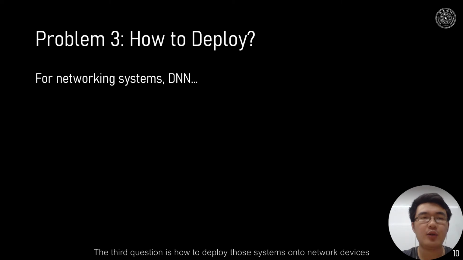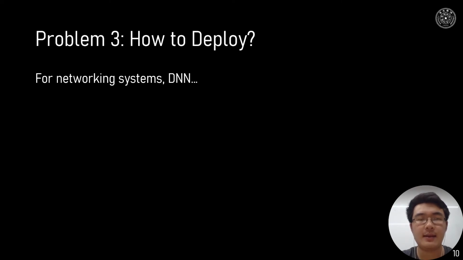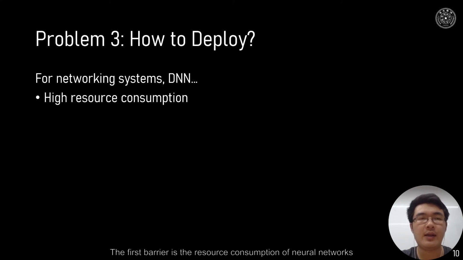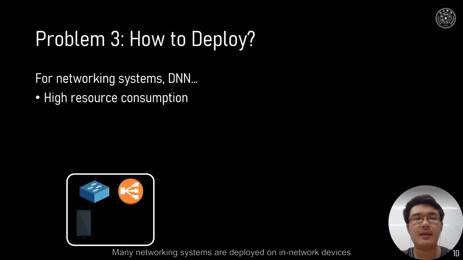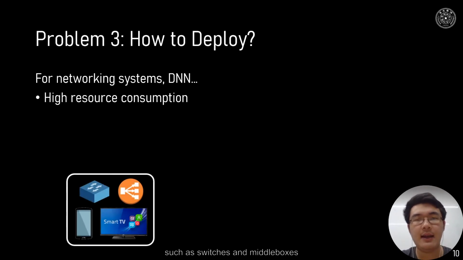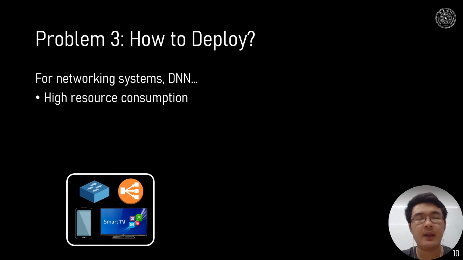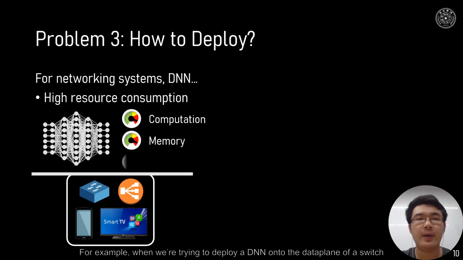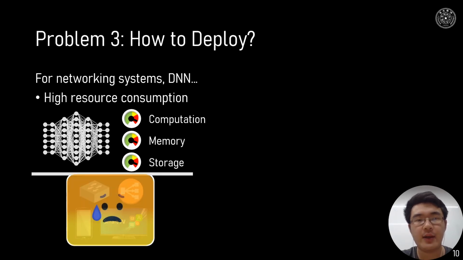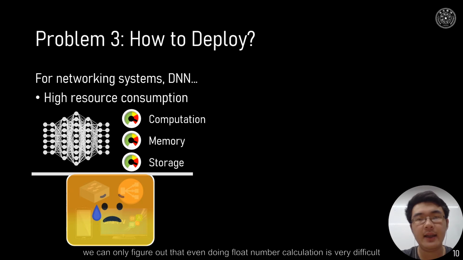The third question is how to deploy those systems onto network devices. The first barrier is the resource consumption of neural networks, and specifically the resource consumption at the inference stage. Many networking systems are deployed on in-network devices, such as switches and middle boxes, or on end devices such as mobile phones and smart TVs, and many of those devices are resource limited. For example, when we are trying to deploy a DNN onto a data plane of a switch, we can only figure out that even doing flow number calculation is very difficult.